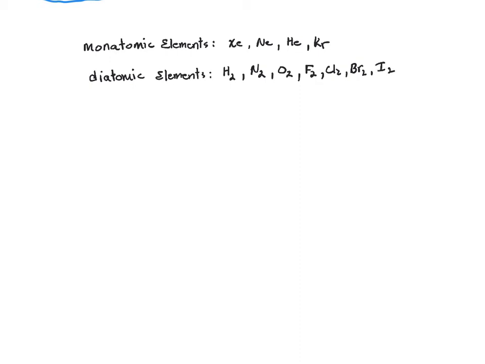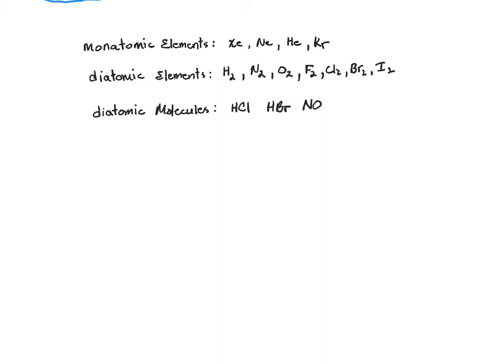Now these are all examples of diatomic elements, but we can have diatomic molecules that are composed of elements that are not the same. So we can have things like HCl, or HBr, or NO, just as an example there.